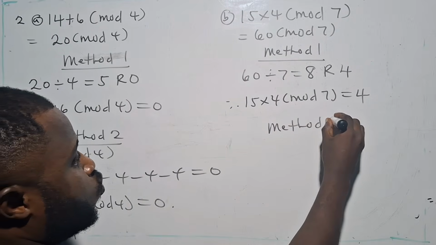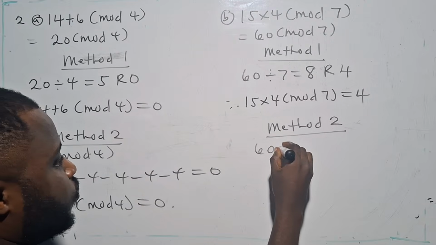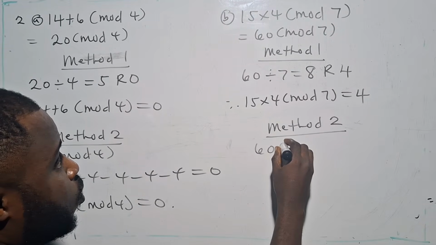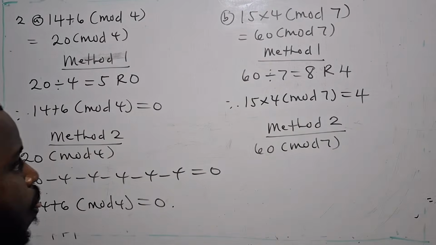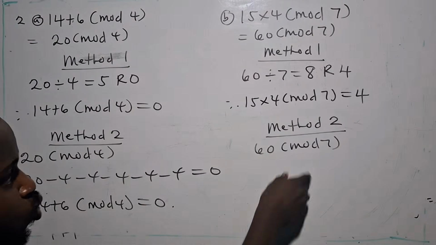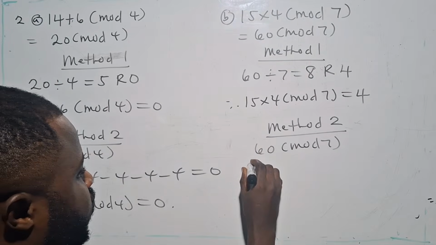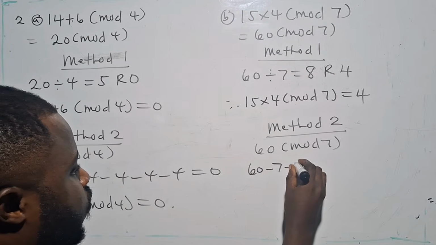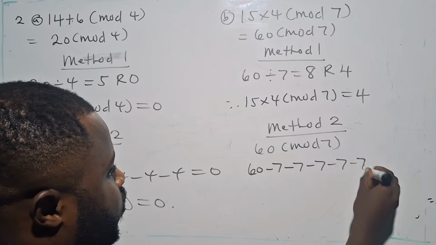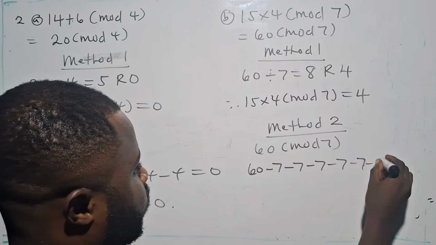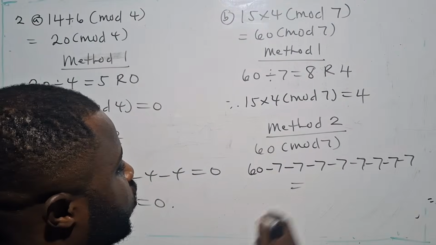So the method 2. So we have our 60 mod 7. So this shows that we are going to subtract 8 times. So 60 minus 7 minus 7 minus 7 minus 7 minus 7. 1, 2, 3, 4, 5, 6, 7, 8.